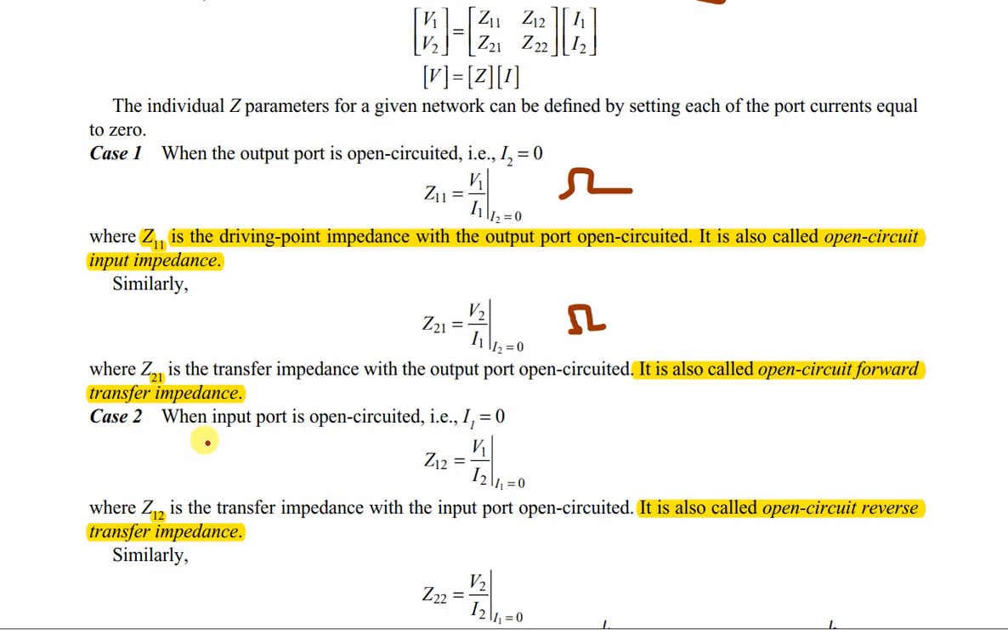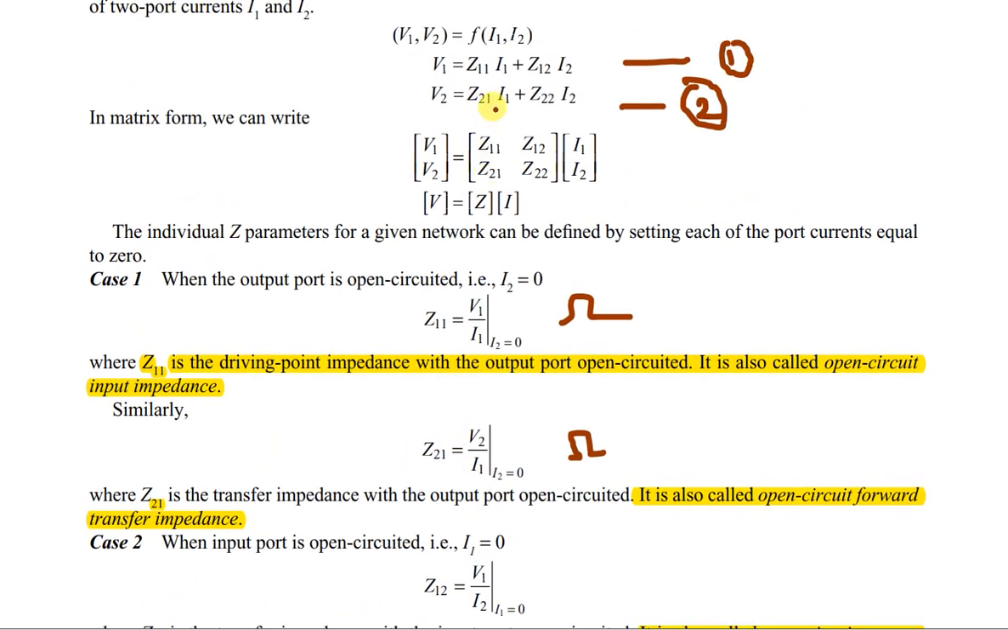Similarly, we'll go for this. Again, I have to find two more variables. Which are the other two variables? I want to find Z12 and Z22. So in order to find Z12 and Z22, I want to make I1 equal to 0.